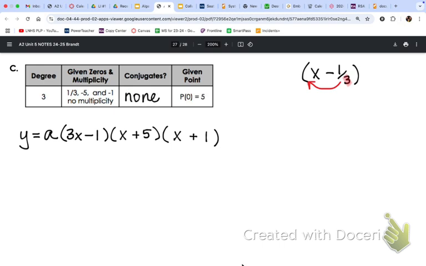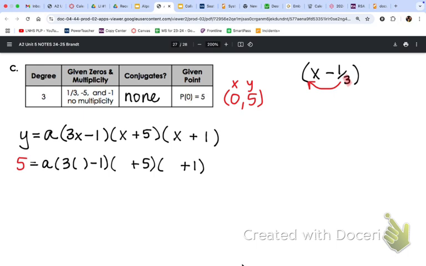And then the point that we are plugging in is the point x equals 0, y equals 5. So this is your x, y. And you're going to put 5 in for y and 0 in for x. 5 goes here, is equal to a, and then 3 times 0 minus 1, 0 plus 5, 0 plus 1. Okay, your job is to simplify each of those parentheses and then see what would it be, blank a.